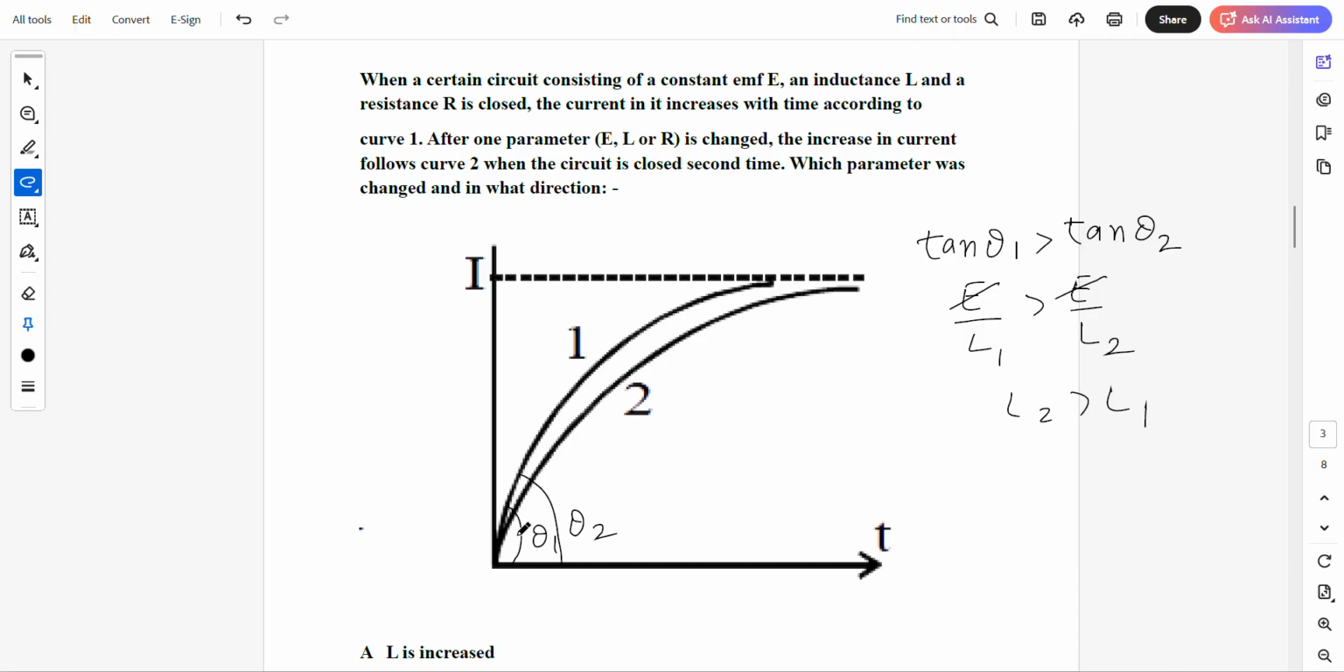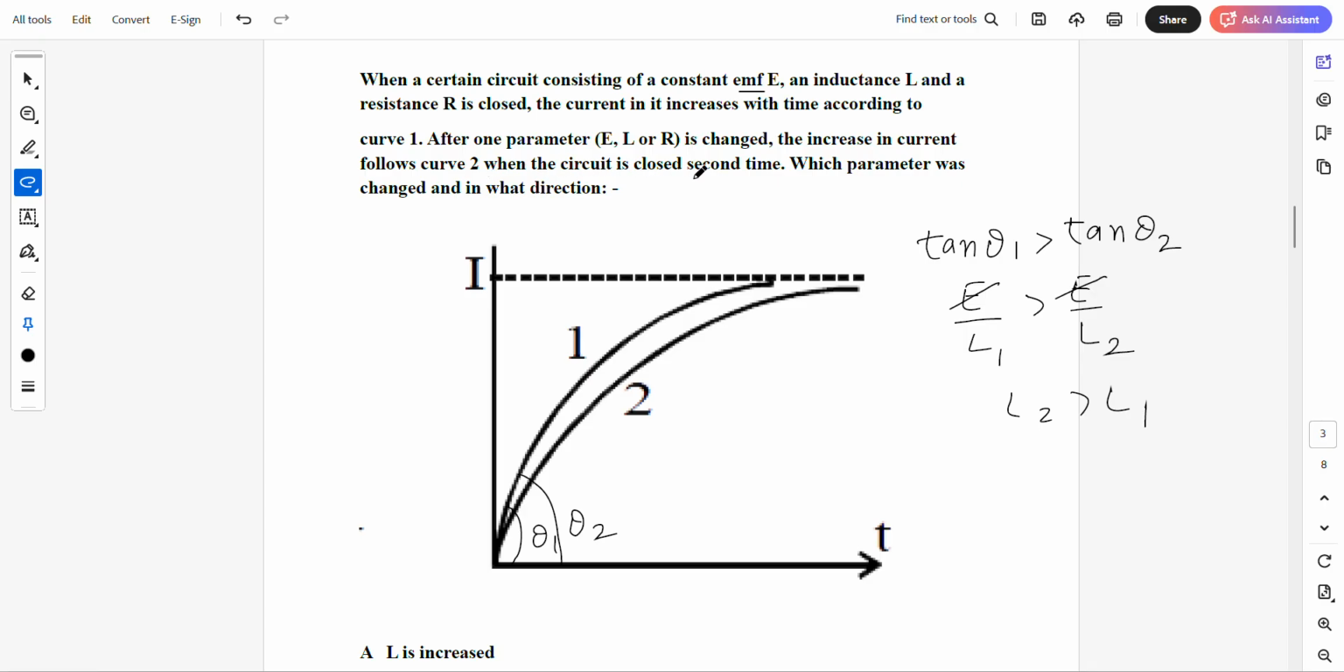Okay. From this initial slope, we came to know that theta 1 is greater than theta 2, therefore tan theta 1 is greater than tan theta 2. What is tan theta? E by L1, E by L2. Okay, understood. Now, since E is same here, when a certain circuit consisting of a constant EMF E and inductance L and a resistance R is closed, the current in it increases with time according to the curve 1. After one parameter E, L or R is changed, the increase in current follows.